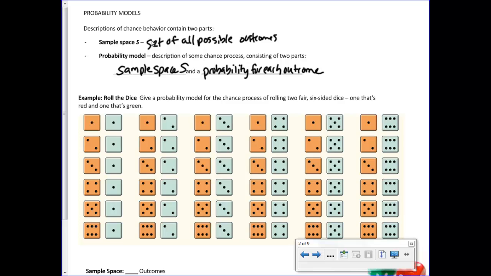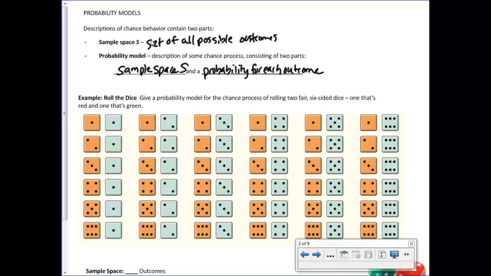Give a probability model for the chance process of rolling 2 fair 6-sided dice. What does it mean by a fair dice? It's not weighted, it's not loaded. If it was a weighted or loaded dice, like if you go to a casino, they might take one of the dots on it and drill it out, and in place of it put like a metal slug or something so that one side is going to land down more frequently. So that's what a weighted dice would be, but we talk about fair dice in here.